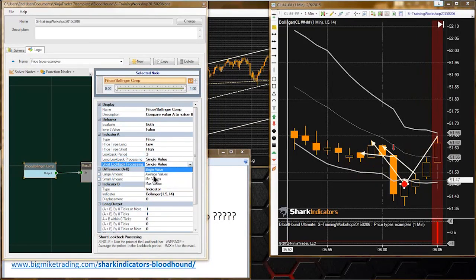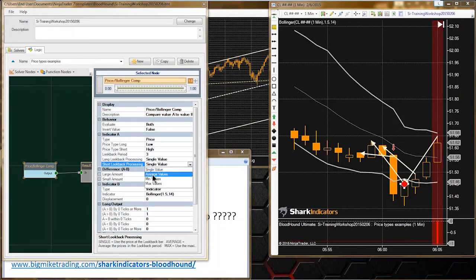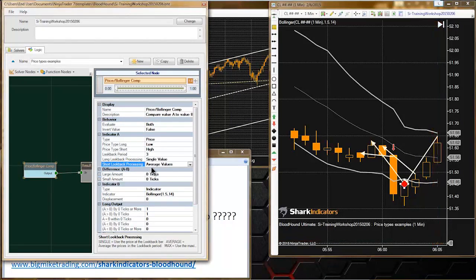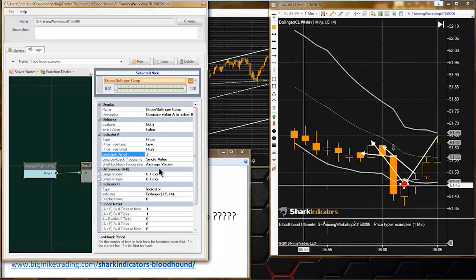Now these other options here, these bottom three options, the average, min, and max, are actually looking at a period, or a range. Think of it as a range. So if we're using average, it's actually looking at an average of the last three bars. And the average that it's looking at, think of it as an SMA.